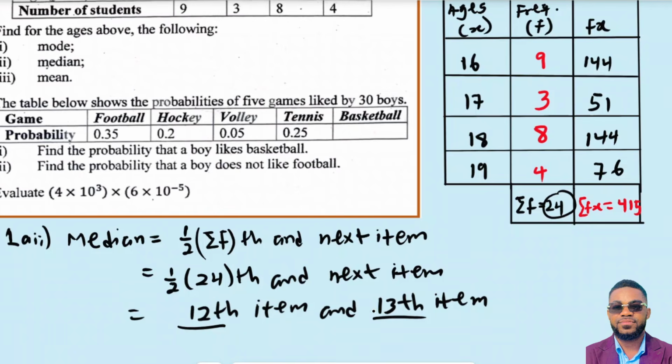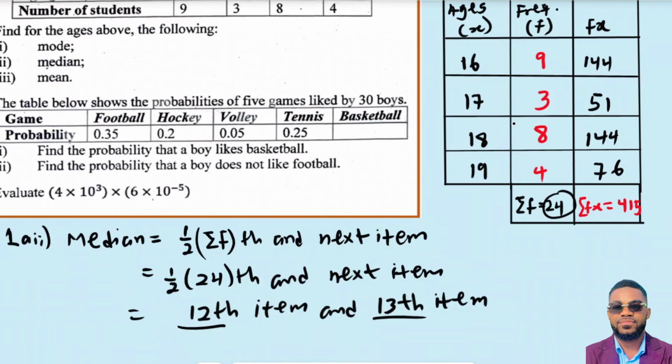Now, how do we get the 12th item and the 13th item? I just told you that these are just positions. So the median is not 12, the median is not 13, but rather it is giving you the position of the middle numbers. So the middle numbers are at the 12th position and the 13th position. So let's go to the frequency table here to look for those numbers.